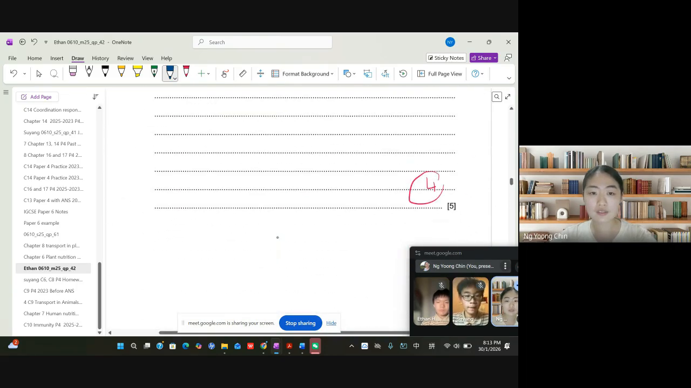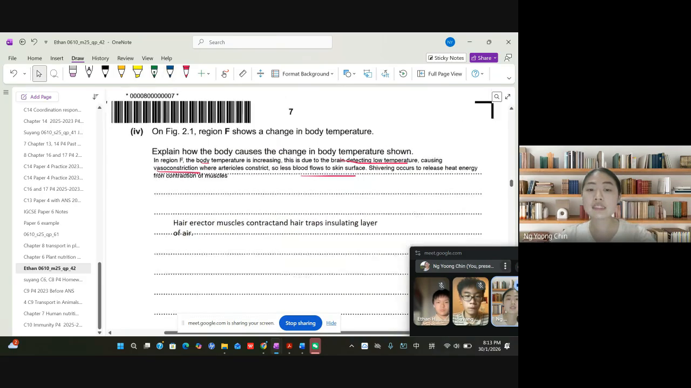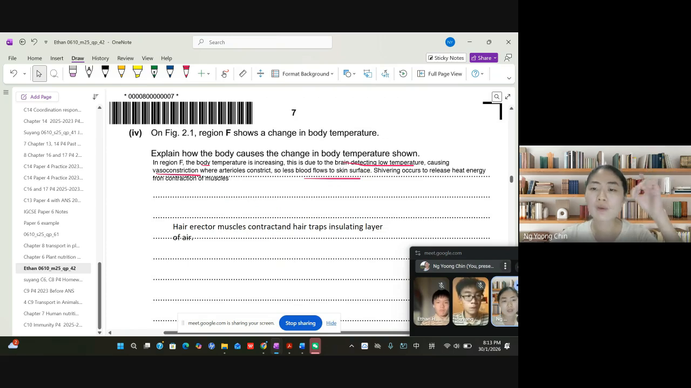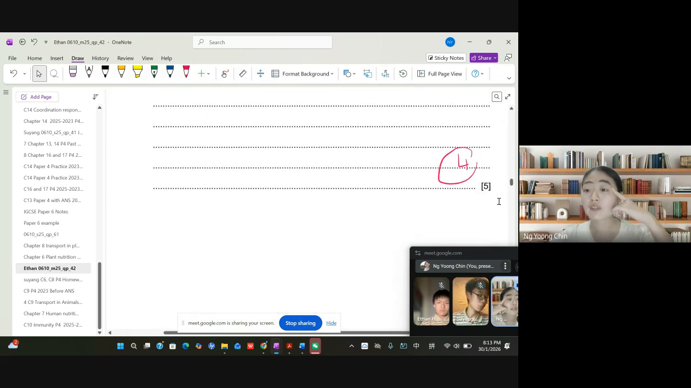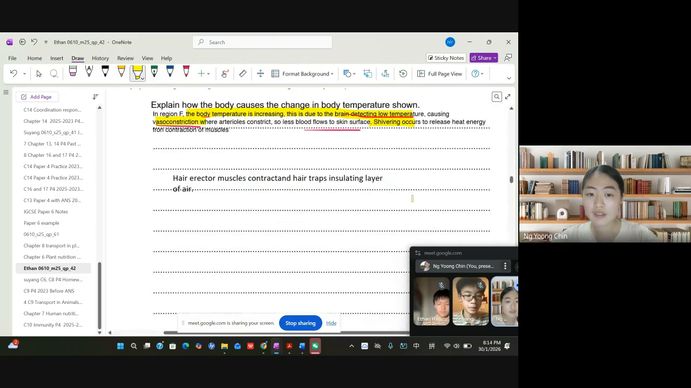Okay, and then for this one, your answer is all correct, but just lacking 1 point. They give you 5 marks, and your answer is only worth 4 marks, which is this one. The body temperature is increasing because the brain detects low temperature, 1 mark. Vasoconstriction, 2nd mark. Shivering, 3rd mark. Less blood flow to the skin, 4th mark. So you're lacking 1 more point, which is you can say about the hair erector muscle.